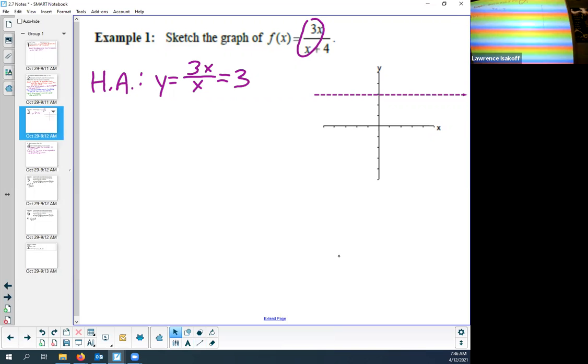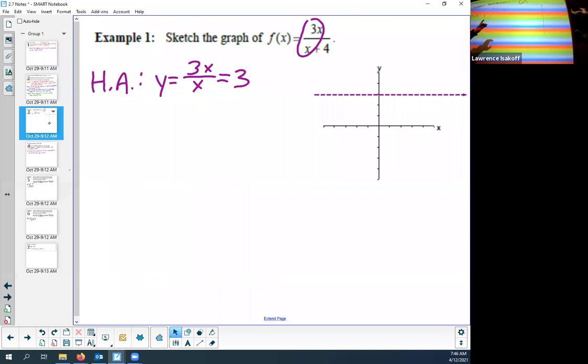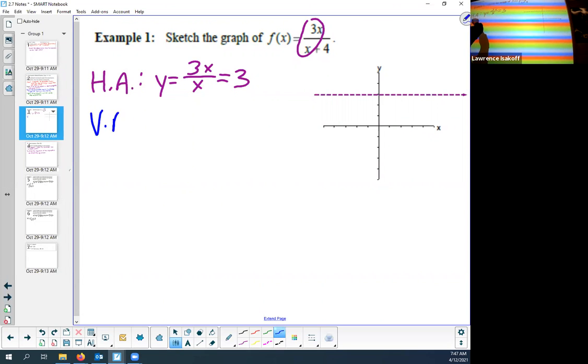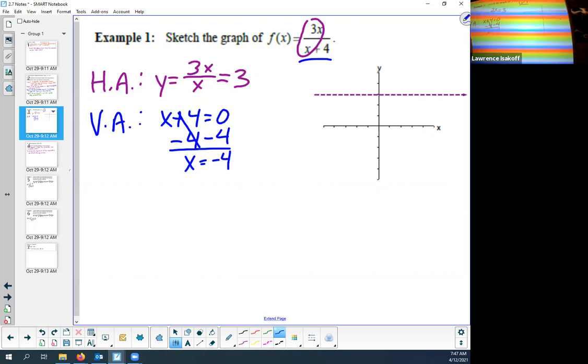Now the next step: set the denominator equal to 0 and solve. That is your vertical asymptote. So for my vertical asymptote, my denominator, x plus 4 equals 0. That's rather simple to solve. Let's subtract 4 from both sides, and we get x equals -4.